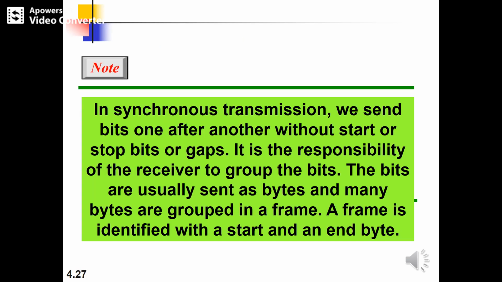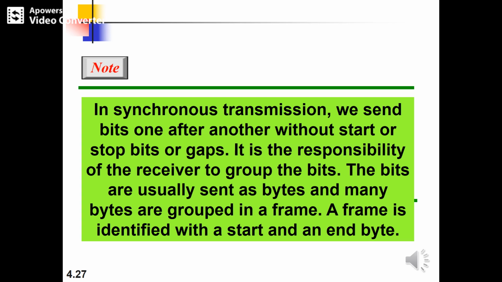In synchronous transmission, we send bits one after another without start or stop bits or gaps. It is the responsibility of the receiver to group the bits. The bits are usually sent as bytes and many bytes are grouped in a frame. A frame is identified with a start and stop bit.